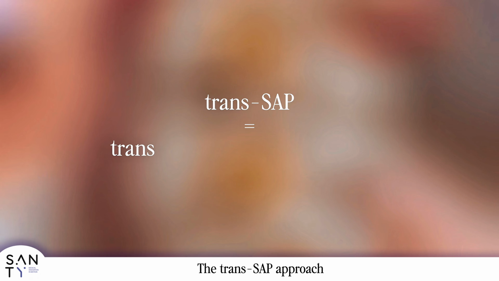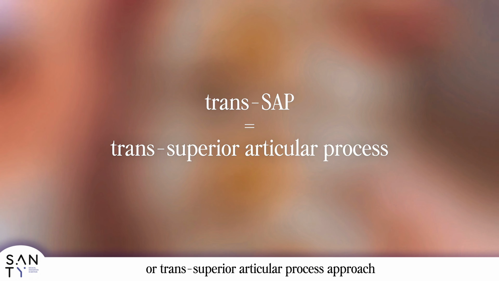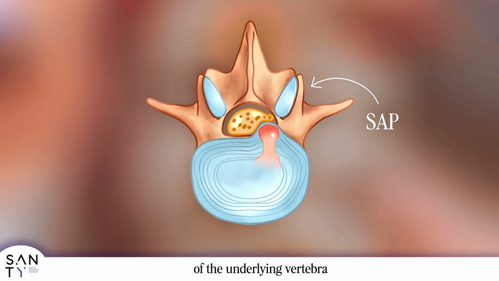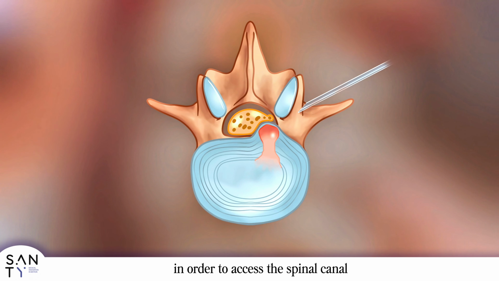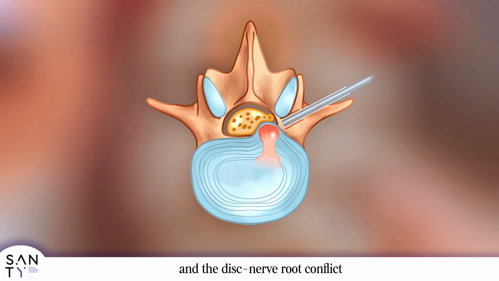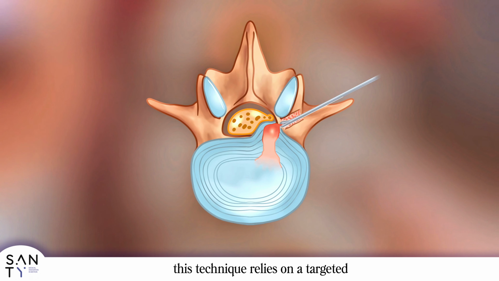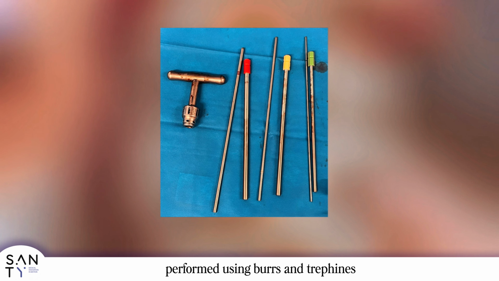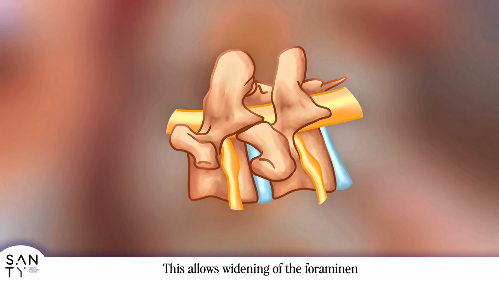The TRANS SAP approach, or TRANS Superior Articular Process approach, is a posterolateral endoscopic approach that consists of passing through the SAP of the underlying vertebra in order to access the spinal canal and the disc nerve root conflict. In practical terms, this technique relies on a targeted foraminoplasty of the SAP performed using burrs and trephines. This allows widening of the foramen and the creation of a safe working corridor to the herniated disc.